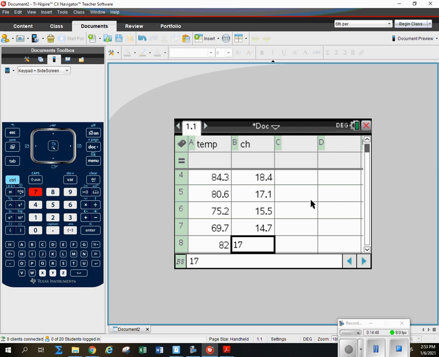.7, 17.1, 15.4, 16.2, 15, 17.2, 16, 17, 14.1. When you get down to the bottom, again, make sure you remember to hit enter.